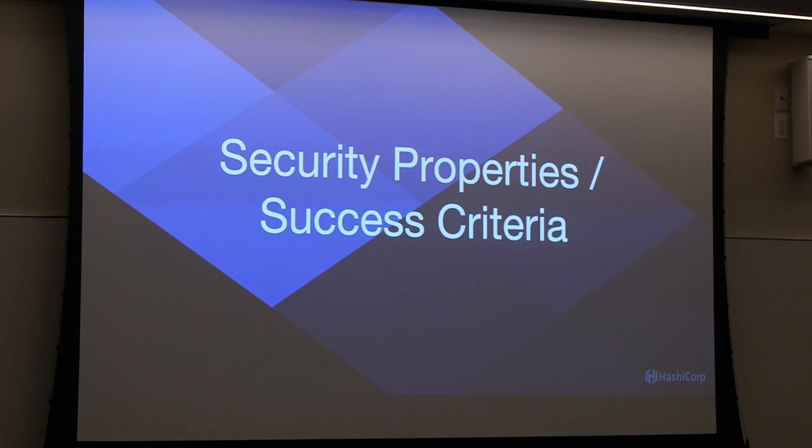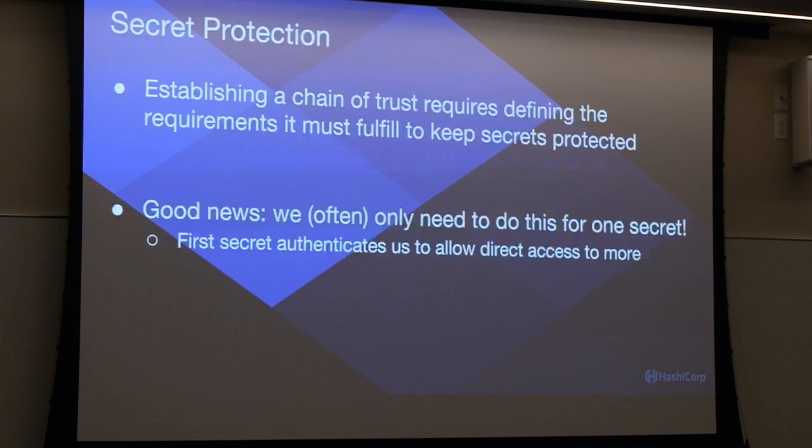Okay. Well, to figure out how we do this, first, let's define some security properties and success criteria. So what does it mean if we do this in a secure fashion? If we get secrets from outside a container into a container, what does it even mean? What are the success criteria there? Establishing a chain of trust requires defining the requirements that must be fulfilled to keep that protected.